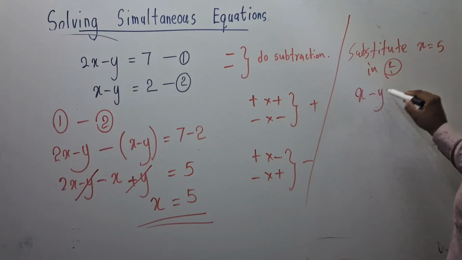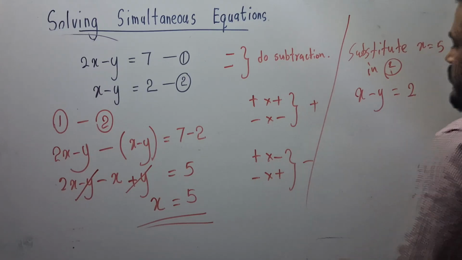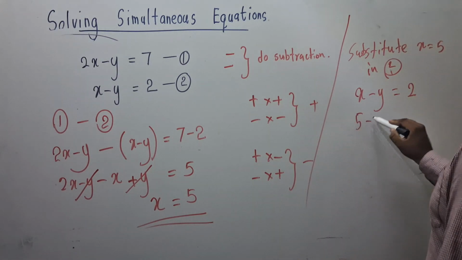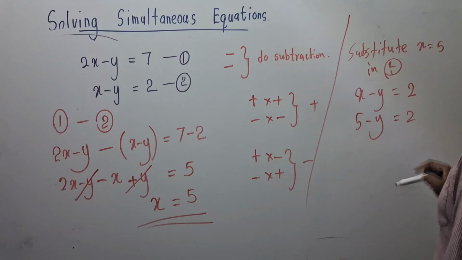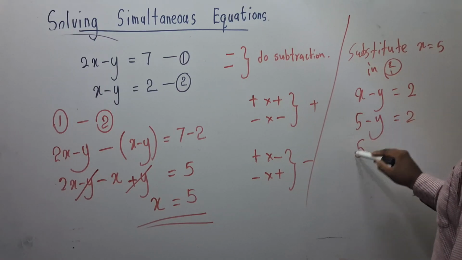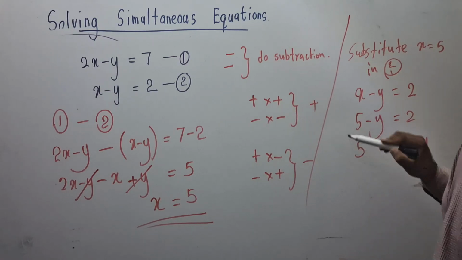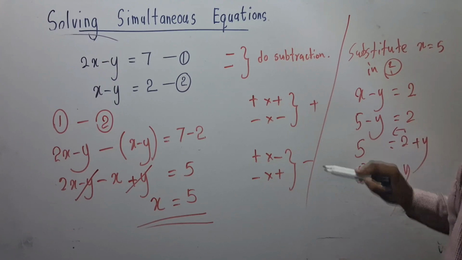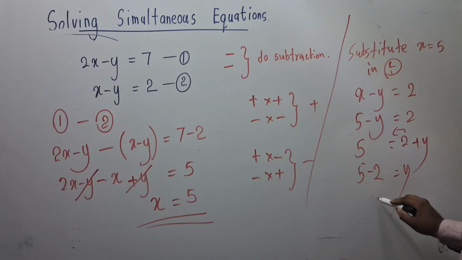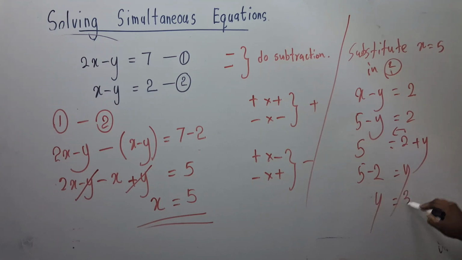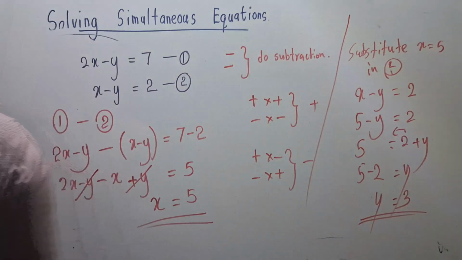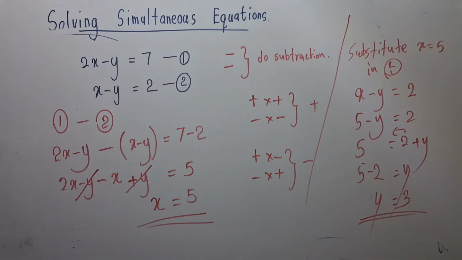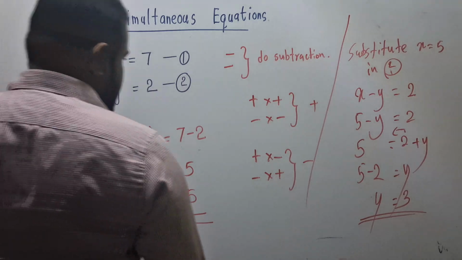X minus y equals 2. What's the x value? 5. 5 minus y equals 2. Send this y to the other side. 5 equals 2 plus y. Send this 2 to the other side. 5 minus 2 equals y. What's the value of y? Y is 3. Okay, that's the answer. Then I will show you how to solve this using the substitution method.